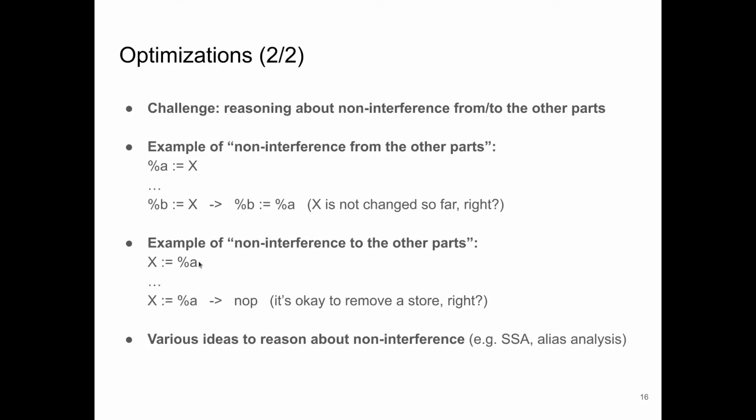Like these examples, we need to reason that the optimizations we're performing should not interfere with other parts of the program. Only if your optimization is not changing the semantics of the program can you perform it. There are many ideas to reason about such non-interference, for example, SSA or static single assignment, alias analysis, or memory SSA, and so on. And we're going to study SSA, or static single assignment, in the course later.